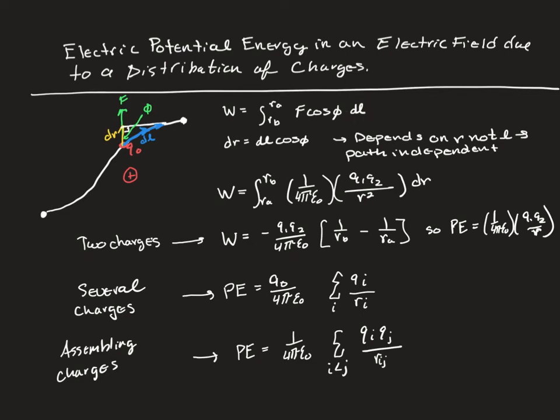I'm first going to replace cosine of phi times dl with dr. And then I'm going to sub in the electric force equation, which is what I've done here, and then I integrate. So it turns out that work is a function of r to the first power, and thus potential energy, because remember work is equal to the negative of the change of potential energy, is a function of 1 over r rather than 1 over r squared.